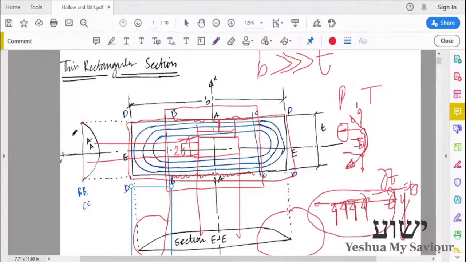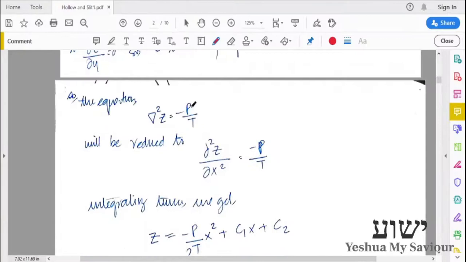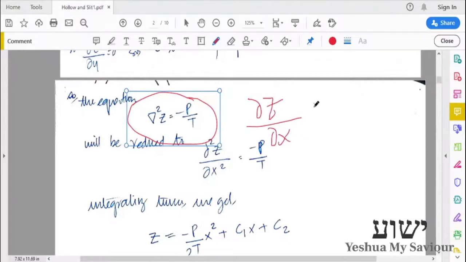So what about the x direction? Its shape changes, so dou z by dou x exists. From this, I can write the equation for a stretched membrane. z is the displacement of the membrane, p is the pressure applied, t is the surface tension. From the above analysis, dou z by dou x exists and dou z by dou y is equal to 0, so we can apply this to the equation. The del square reduces to dou square z by dou x square.